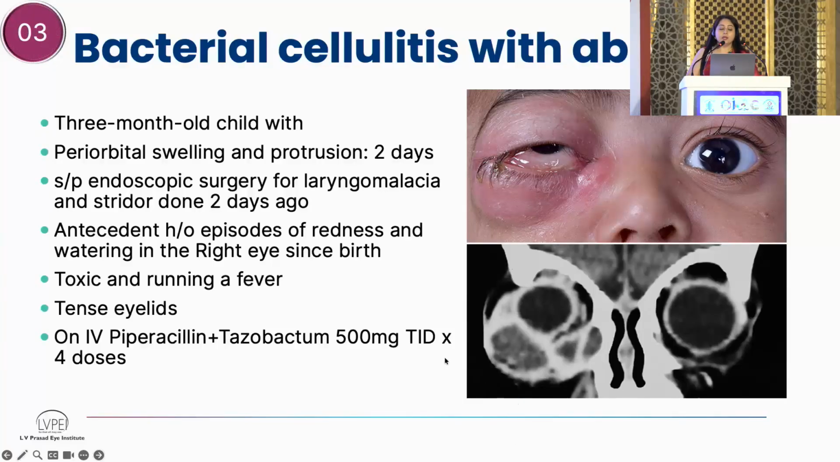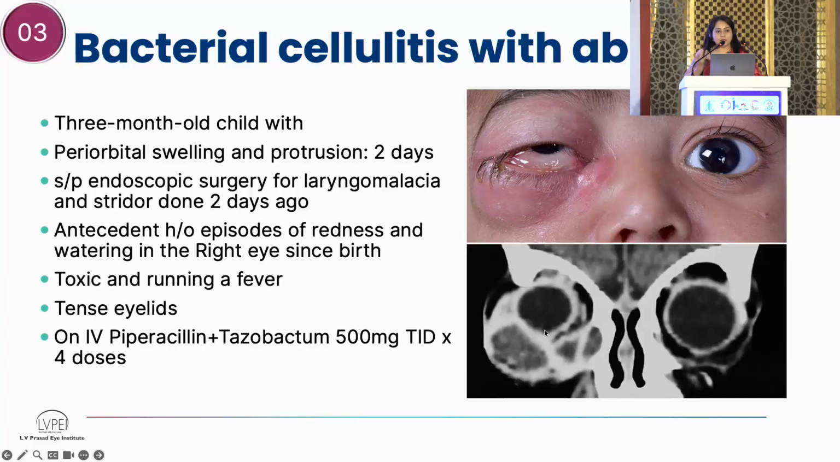But what happens in situations like these? So this is a child just about 3 months old who has undergone endoscopic surgery for laryngomalacia and has stridor, and you can see that this child has severe orbital cellulitis and is being actually treated with a very high-end antibiotic, which is piperacillin with tazobactam. But will this antibiotic alone lead to resolution? No. Why? Because in this cellulitis, you can see these abscesses that have formed.